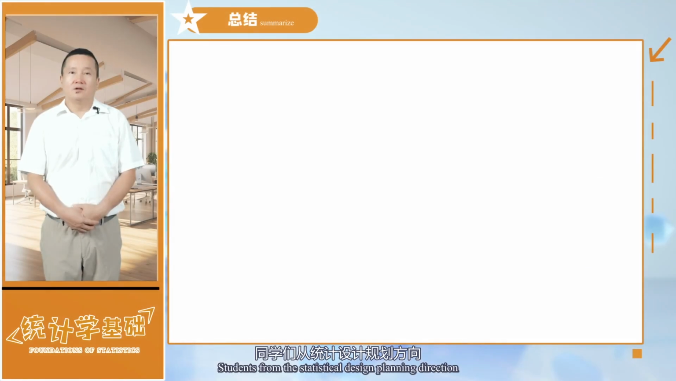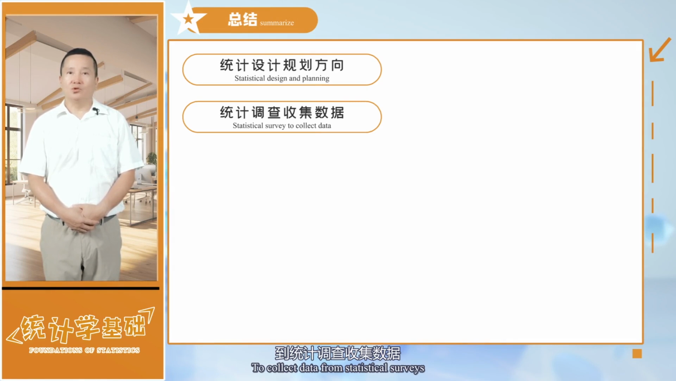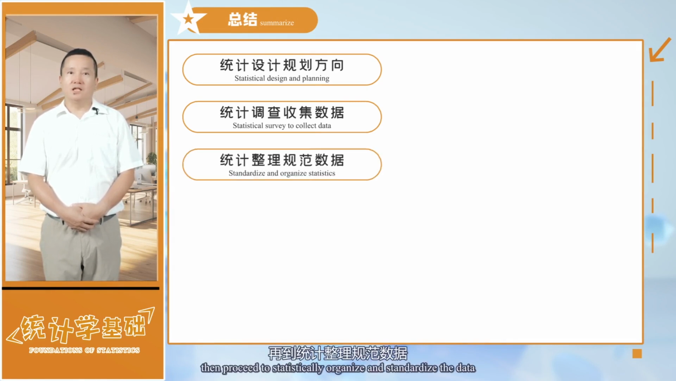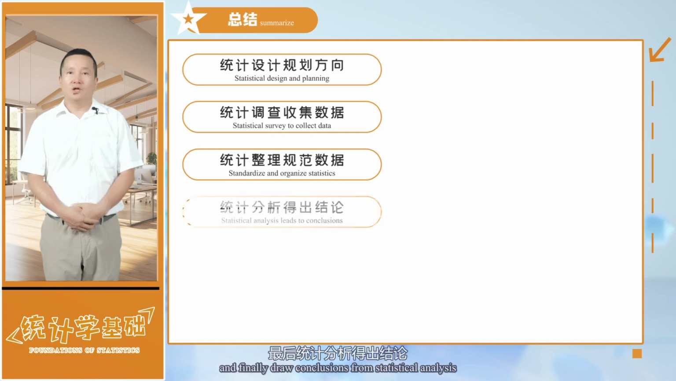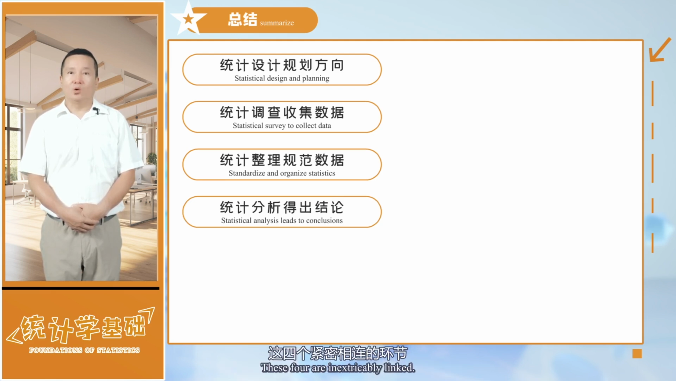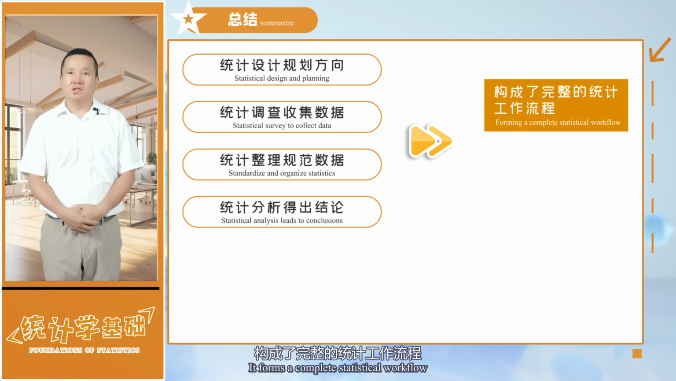Students, from statistical design and planning, to collecting data from statistical surveys, then statistically organizing and standardizing the data, and finally drawing conclusions from statistical analysis, these four are inextricably linked. They form a complete statistical workflow. By mastering it, we can find problems in the grade data and solve them. I want you to remember that in every aspect of statistics, integrity, rigor, and responsibility, these qualities are essential.